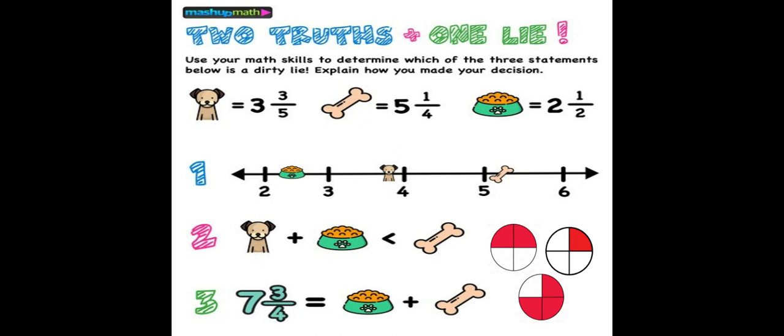So that's the truth. My final conclusion is that 1 and 3 are the truths, and number 2 is the lie. All right, I hope you figured out the same thing. Maybe you went about it a different way, and that is definitely okay.